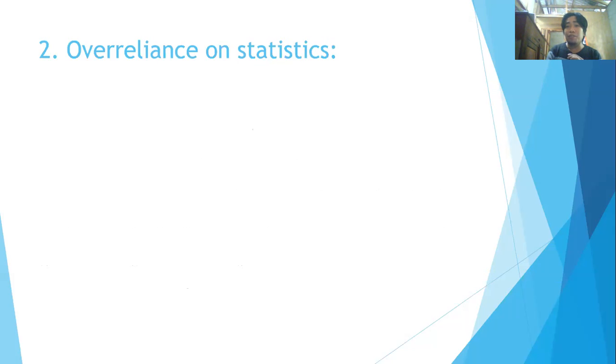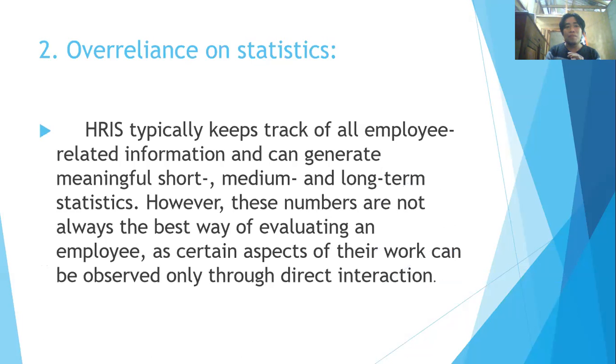Second is over-reliance on statistics. HRIS typically tracks all teachers', students', and employees' related information and can generate meaningful short-, medium-, and long-term statistics. However, these numbers are not always the best way of evaluating employees, students, or teachers, as certain aspects of their work can only be observed through direct interaction. That is why, if administrators like principals would like to see the performance of teachers, they need to observe in class.